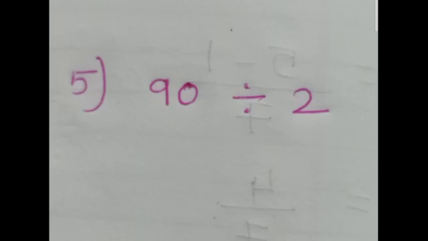Now students, the fifth one is 90 divided by 2. Look in this question, 90. The first number is 9. Now 9 is greater than 2, right? So that means you can do this division by a single digit. Obviously 9 is greater than 2, so you can take 2 ones are 2, 2 twos are 4, 2 threes are 6, 2 fours are 8. So you can divide by a single digit number.